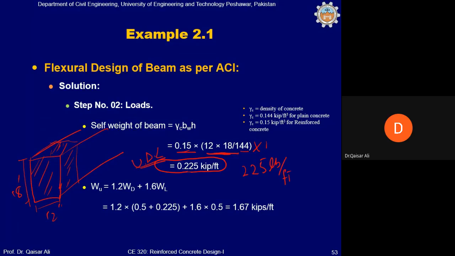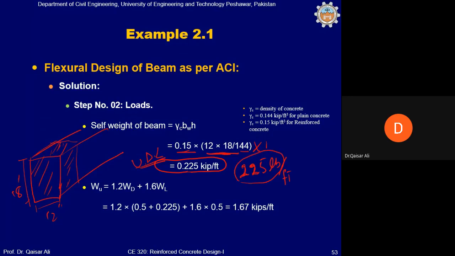What is the normal weight of a person? 60 to 70 kilogram. In pounds. We are talking about pounds. 130. Let's say 150. So 150 pound is the weight of one person, and this beam has a weight of 225 pound per foot. So every foot of this beam has a weight of 225 pound, which is greater than the weight of a normal person.